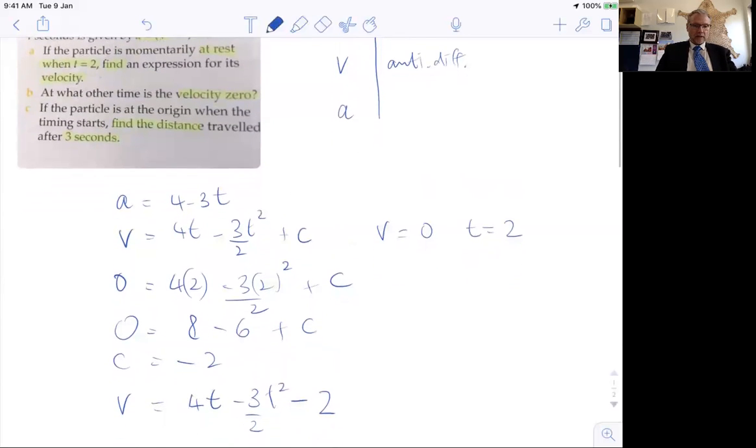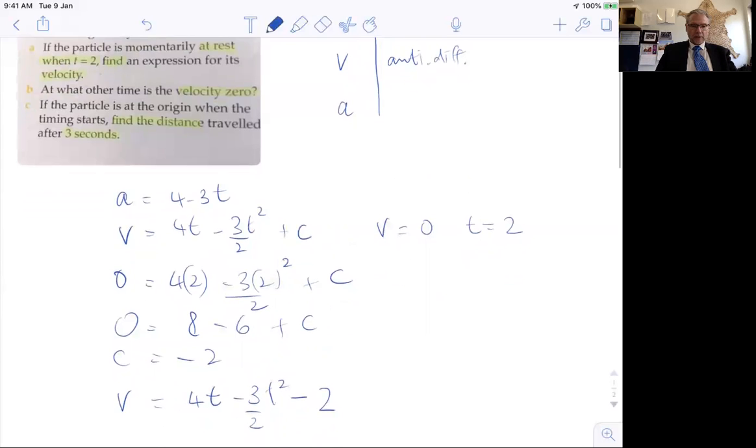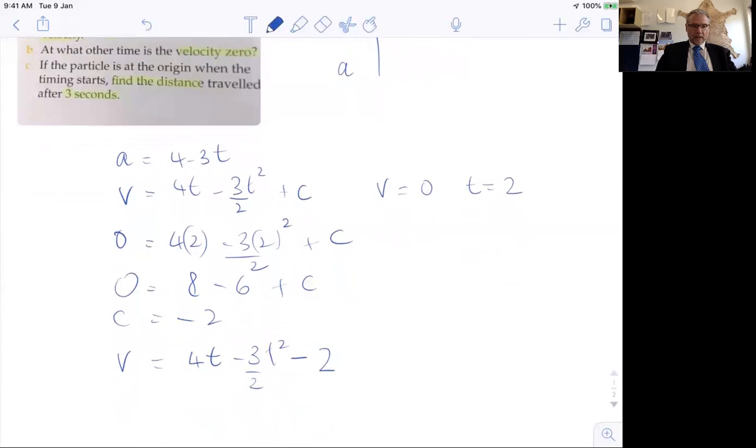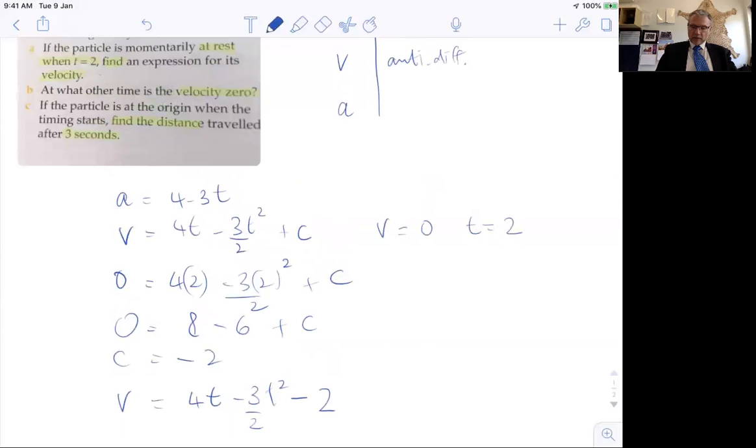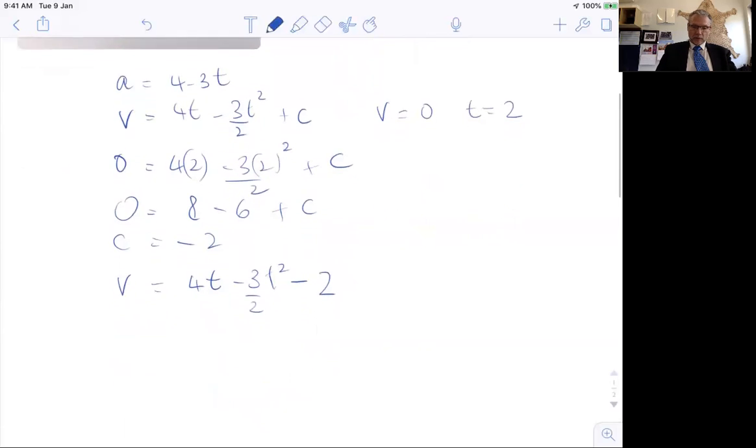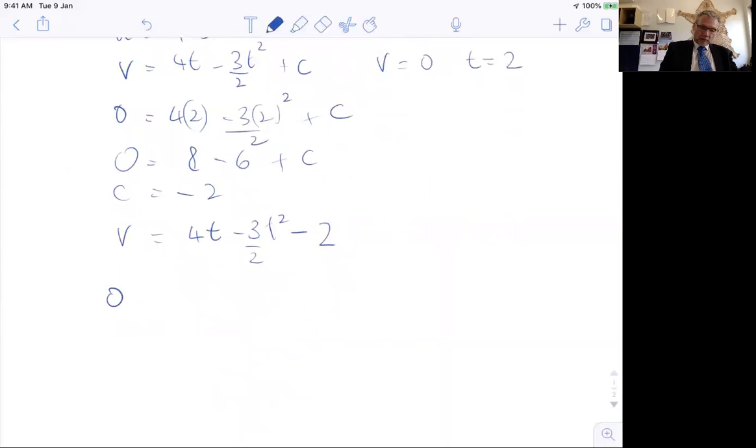So look, what else are we asked to do? We've got that now, so part A is done. We've found an expression for its velocity. Then it says, at what other time is the velocity equal to 0? Now we know the velocity is equal to 0 when time is equal to 2. So I'm going to set this expression to 0: 4t minus 3t squared over 2 minus 2. It would be convenient if we could multiply everything by 2 to get rid of that fraction. We're allowed to do that.